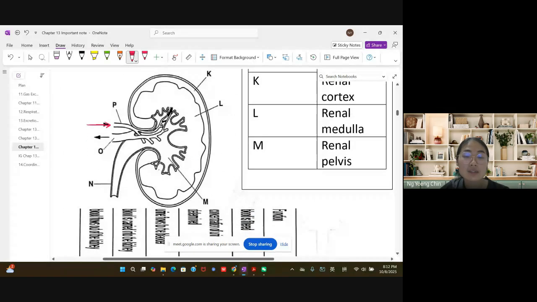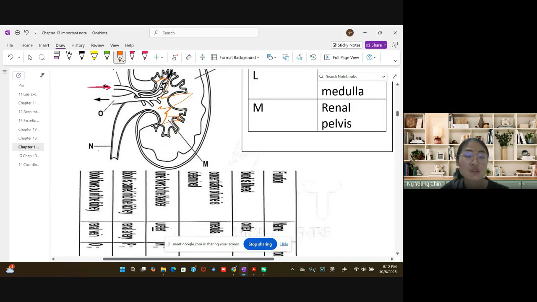And then inside will be the renal pelvis, which is at this area. Here will be the renal pelvis, and it leads to what we call the ureter. This ureter helps to transport urine from the kidney into the bladder.